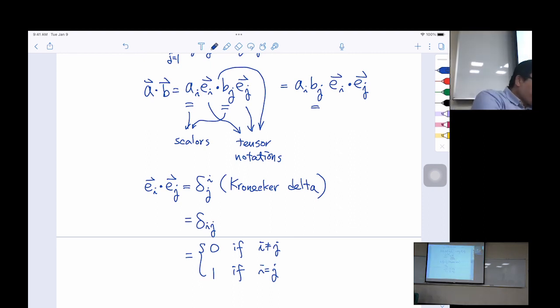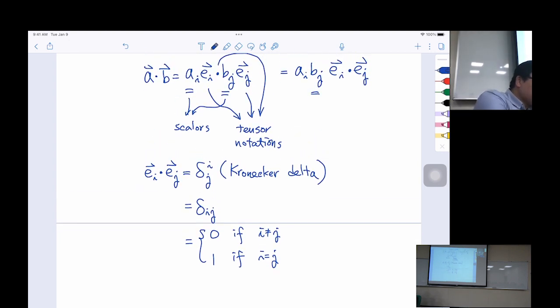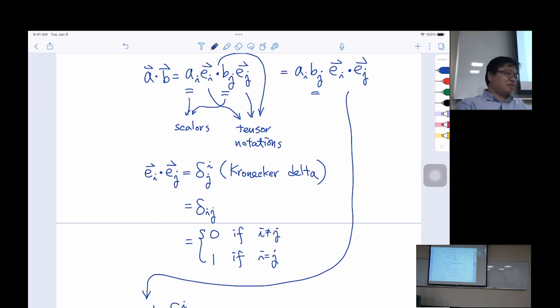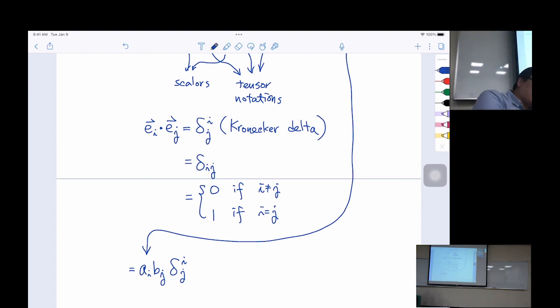So what's happening is this guy becomes a_i b_j Kronecker delta. And what's interesting about Kronecker delta is that it can swap the index. If there's a j right here, they're the same, so you can use this i to replace j. So at the end, it becomes a_i b_i.